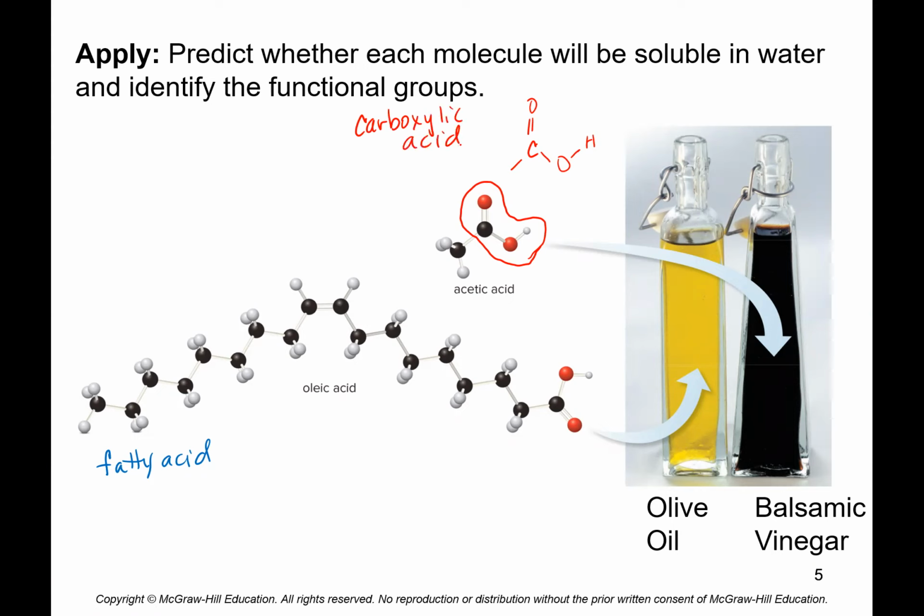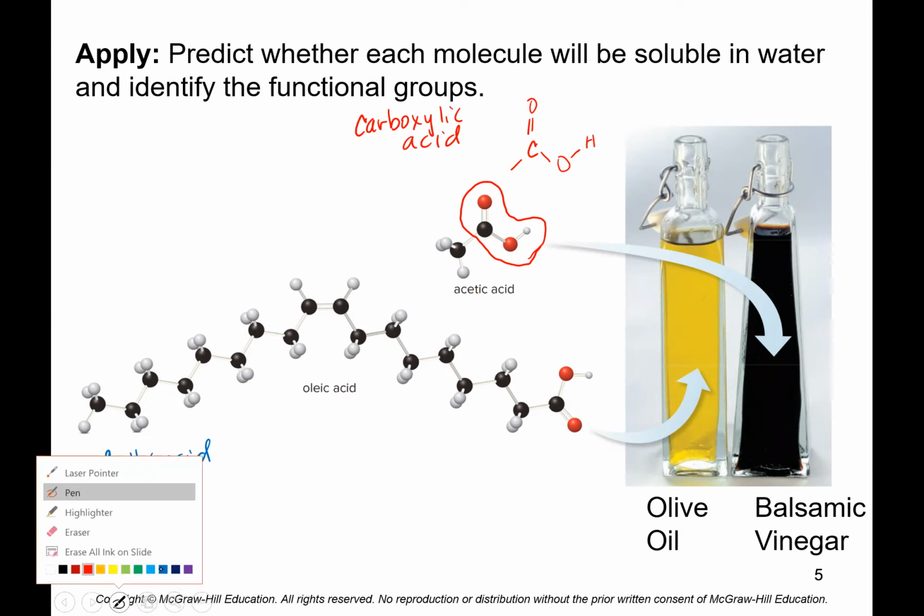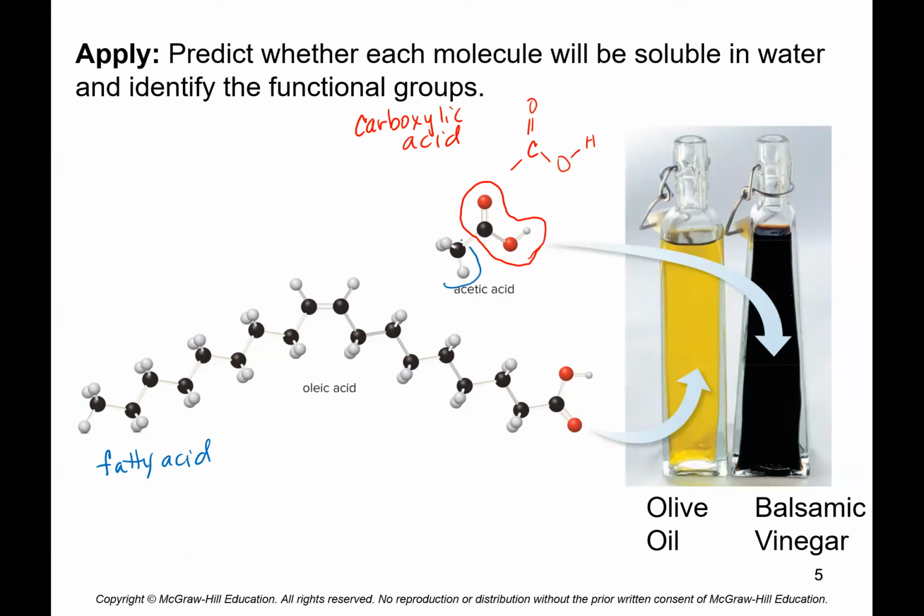And to this carboxylic acid functional group, in acetic acid specifically, we have a methyl group or a CH3 group attached to it. This is what's attached to the carboxylic acid functional group. If we look at oleic acid, we'll see that it also has a carboxylic acid group, right over here, where we have a carbon double bonded to an oxygen. That same carbon is then bonded to an oxygen, and this oxygen is bonded to a hydrogen. So you have to have all of these features in order for it to be a carboxylic acid.